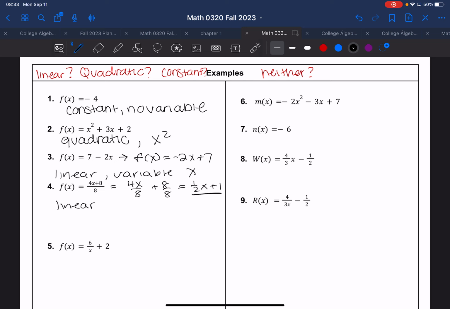The only way this would be considered a different function is if the x was where? The denominator. The denominator. Linear, and I'm going to say x was in the numerator.